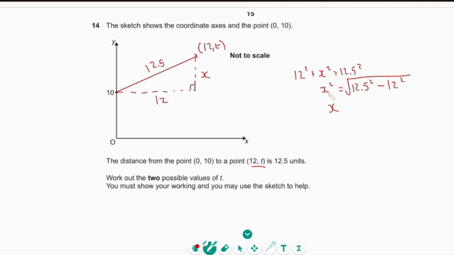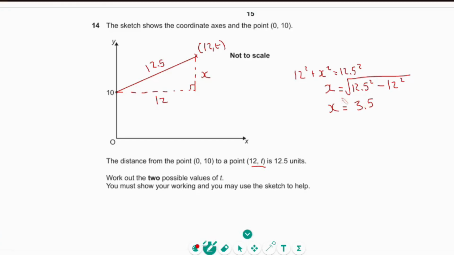Sorry, this should not have the x squared bit there. So we've worked out that this missing distance here is 3.5. Now we know that this is up 10 here. So 10 add 3.5 is 13.5. So that's one of your possible values for t.